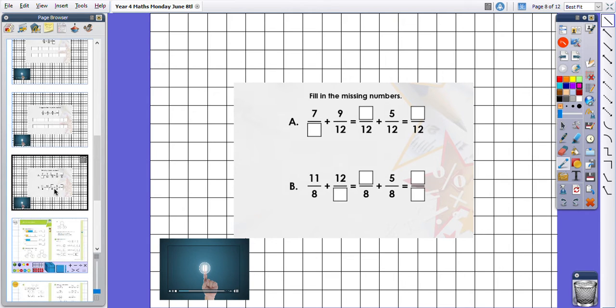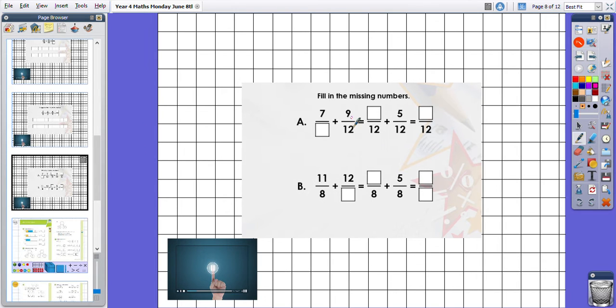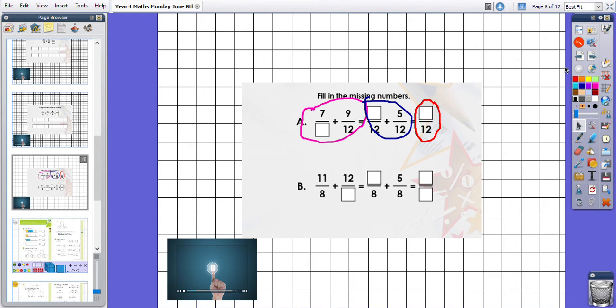And finally, without using pictures, or if you'd like to, you can draw them in your book, fill in the missing numbers. So this calculation here needs to equal the same as this calculation here, and also they both need to add up to this amount here.